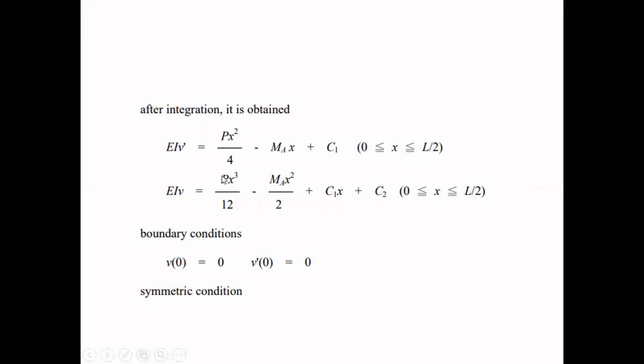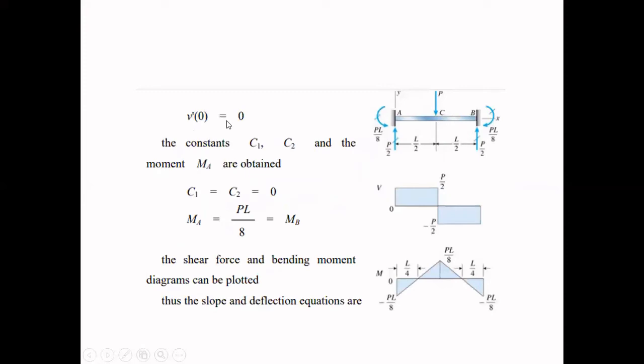Then again, applying the boundary conditions, V0 is equal to 0 and V dash 0 will also be equal to 0, because it is a symmetrical condition. Here are the final forces: this PL by 8, PL by 8, this is MA, this is MB, and this P by 2, P by 2 is the RA and RB due to this load P.